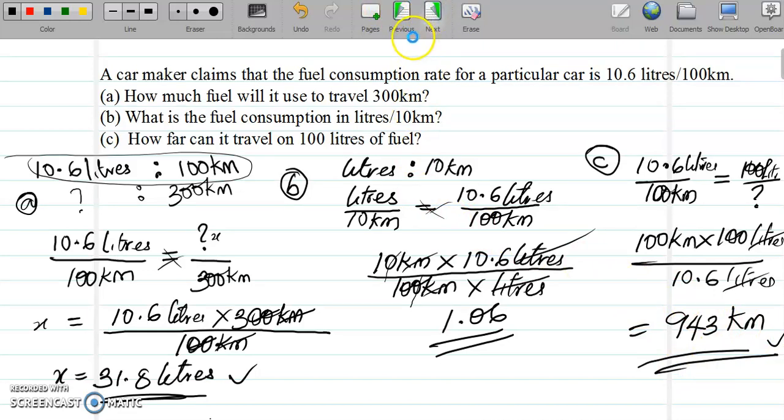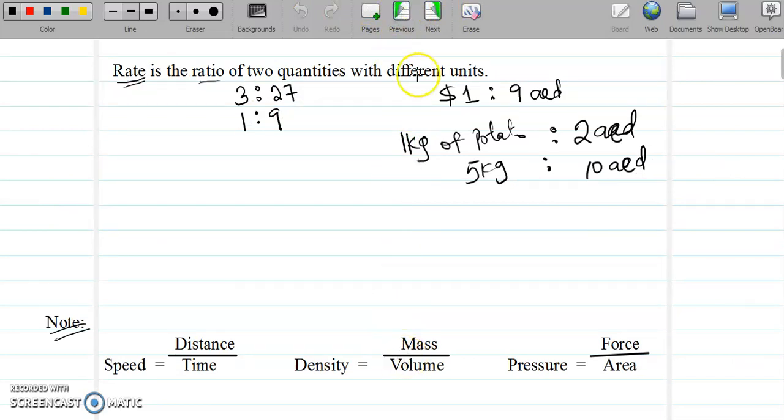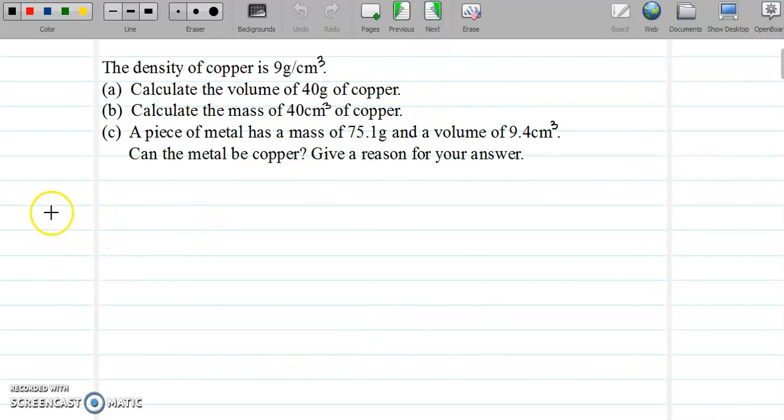Now let's look at the other question. In this case, the density of copper is this. Calculate the volume of 40 grams of copper. Now we note that density gives us mass over volume. Don't forget this, that density is mass over volume. So the density of copper is 9 grams per cm cube. Now we are asked to find the volume.